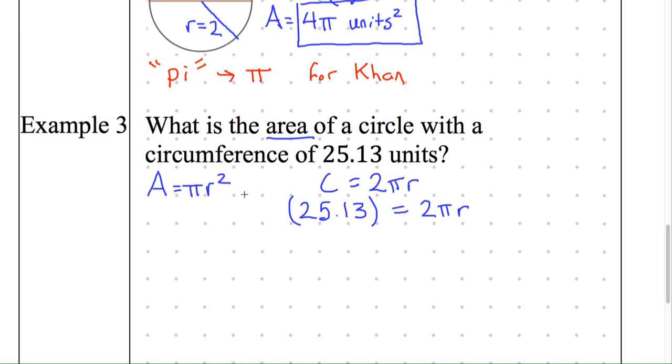So coming back to our notes, we need to solve for r. Remember, the idea is get r so we can find a. But to get r, I need to work over here first. I need to divide both sides by 2 pi. Divide the left-hand side by 2 pi. These 2 pi's will cancel each other out. What's left on the right-hand side is r. Now I need to figure out what 25.13 divided by 2 pi is. That will be my radius.